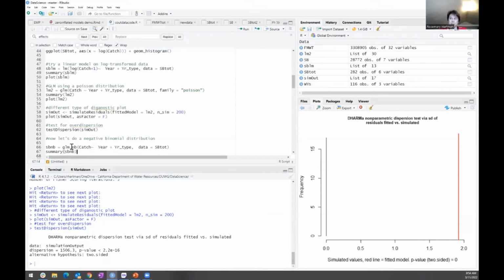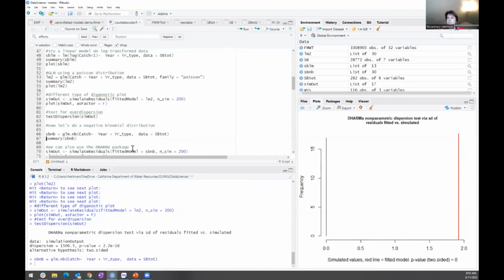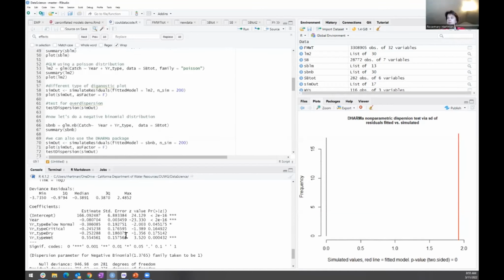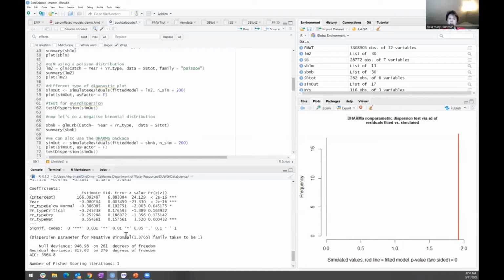So now let's do a negative binomial distribution. We'll use the glm.nb function. So we don't have to specify the family because it's in the function itself. And same formula, catch by year and year type. And here we don't have all those highly significant p-values, but it looks pretty similar to our log transform version. We have a significant effect of below normal years being a little lower. Year is really significant. Wet years are still significant. So kind of passes the laugh test.